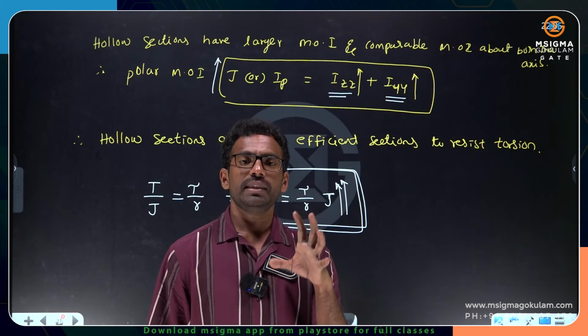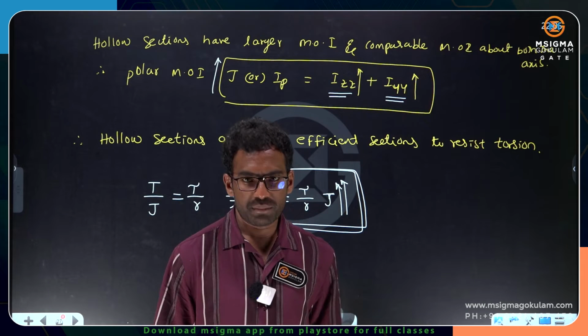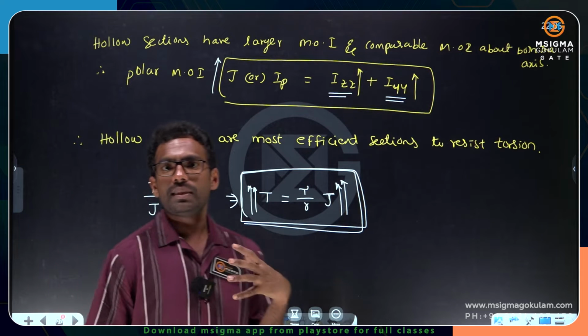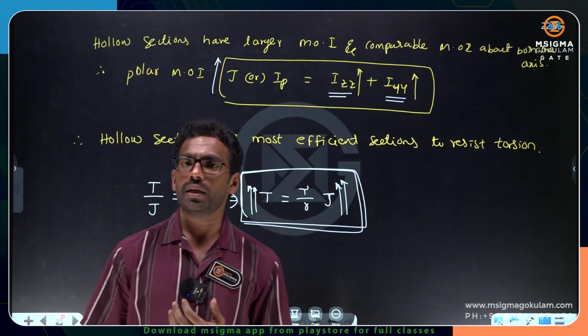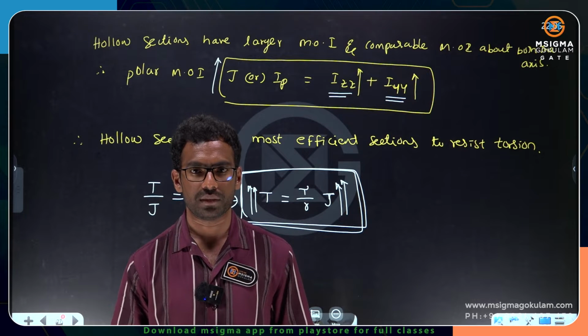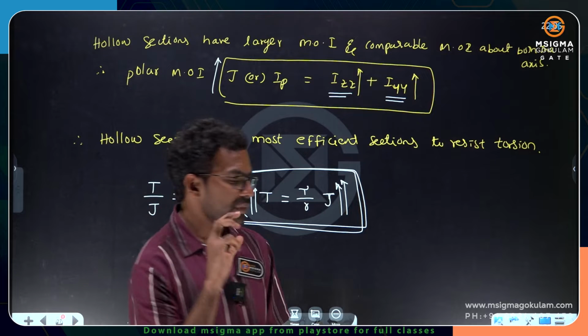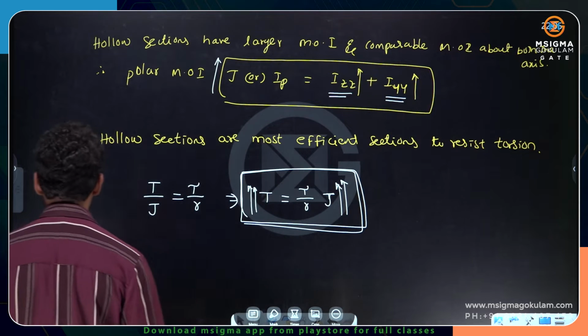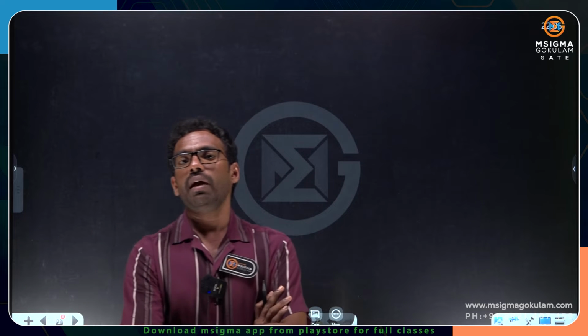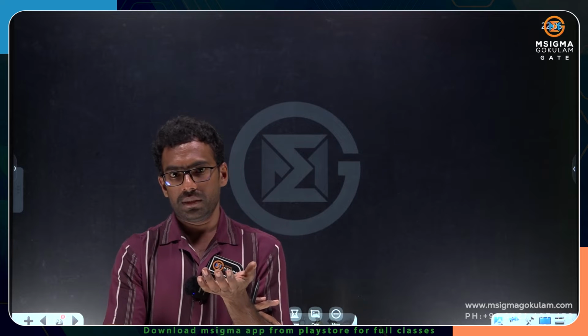Let us see what is the best compression member among these hollow sections. So I told that three hollow sections are available: rectangular hollow section, square hollow section and circular hollow section. Now out of these three, let us see what is the best compression member. As I told, remember Euler's critical load carrying capacity of a compression member.